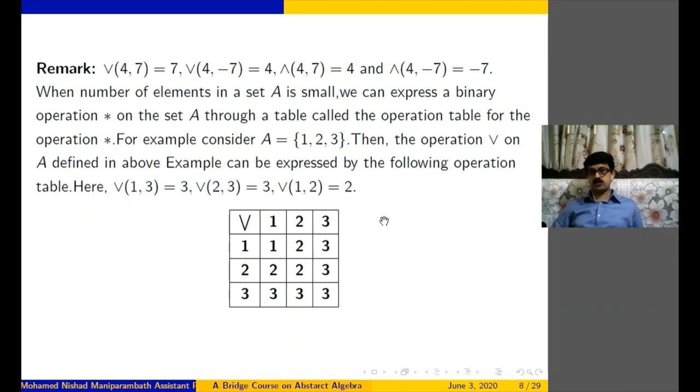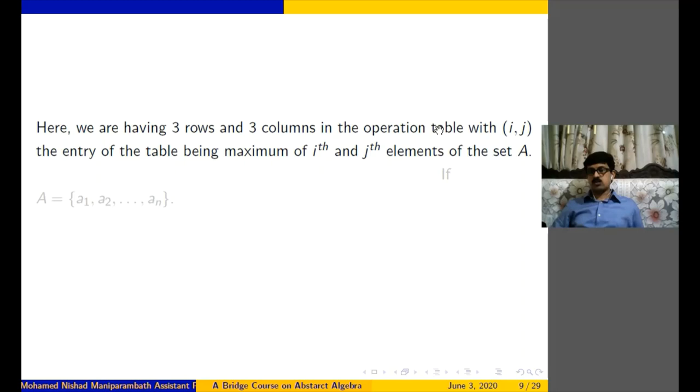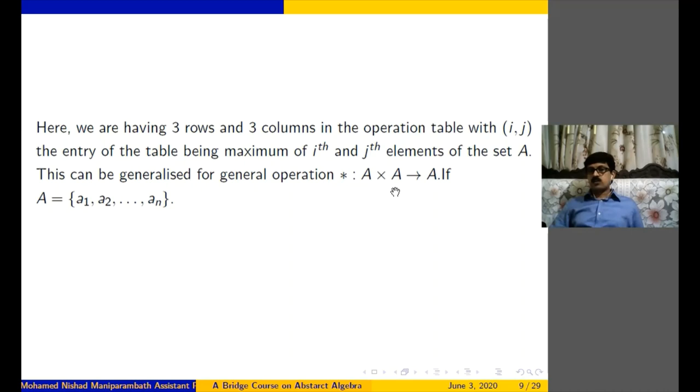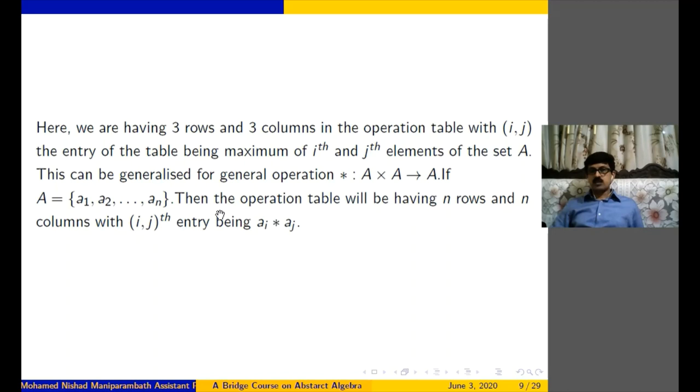Here we have three rows and three columns in the operation table, with ij entries of the table being the maximum of the ith and jth elements of the set A. This can be generalized for a general operation star from A cross A to A. If A is equal to {A1, A2, etc., An}, a set with n elements, then the operation table will have n rows and n columns, with the ijth entry being ai star aj. See, this is the ijth entry.